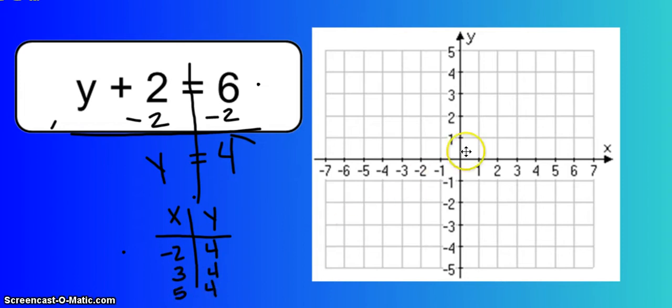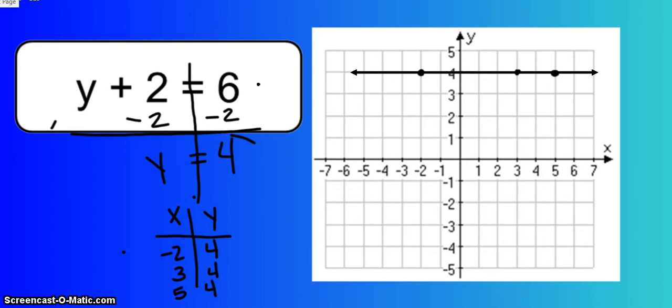So if you plot these points, we have -2, which is left 2, up 4. Then we have 3, 4, which is right 3, up 4. And we have 5, 4, so it's right 5, up 4. Alright, then we just draw our line through it. And we say it's good.